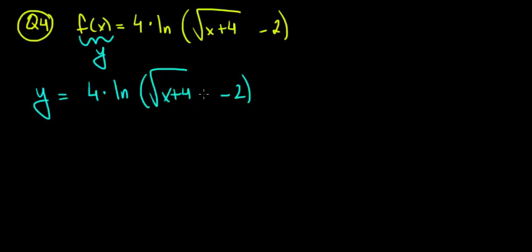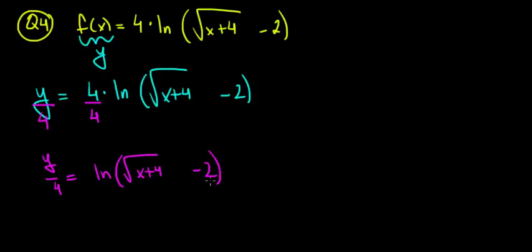Okay, because we want to write x in terms of y, we want to get rid of any other numbers, any other constants. So as a first step, let's get rid of this constant over here, the 4. How can we do it? Well, we can divide both sides by 4. Y divided by 4 and this whole thing divided by 4. So we would have y divided by 4 equals ln of square root of x plus 4, minus 2.